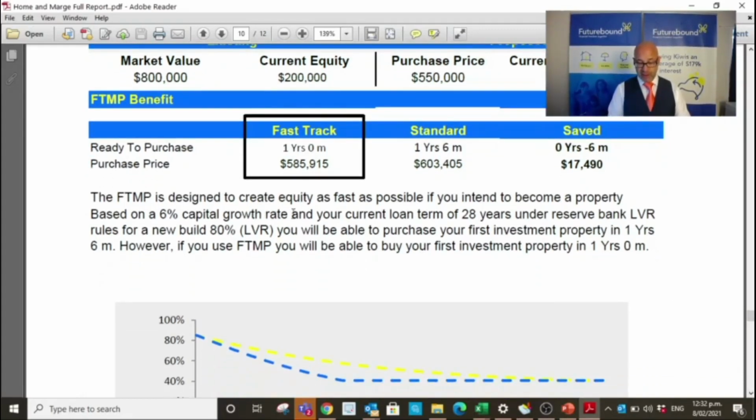Okay, so what this is saying, if I scroll down a little bit, it's saying that the Fast Track Mortgage Plan is designed to create equity as fast as possible if you intend to become a property investor, based on a 6% capital growth rate and current loan term of 28 years under Reserve Bank LVR rules for new builds, which is 80% LVR because we encourage new builds. You'll be able to purchase your first investment property in 1 year and 6 months. However, if you use Fast Track Mortgage Plan, that will get down to 1 year. So in this example, we're actually only saving Homer and Marge 6 months because I've got quite a lot of equity already. And so they're pretty close to being ready to buy their first investment property.